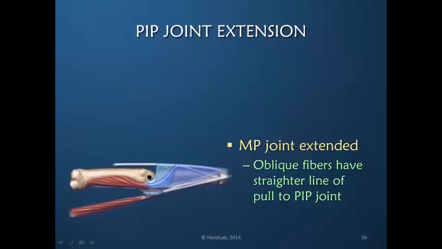If we think of the oblique fibers and their potential for PIP extension power, think of the metacarpophalangeal joint being in full extension. And then think of this interosseous muscle contracting and pulling through these fibers. With the MP joint extended, there's a direct line of pull into the oblique fibers, and therefore, with MP joint extension, the oblique fibers are a greater contributor to PIP joint extension.